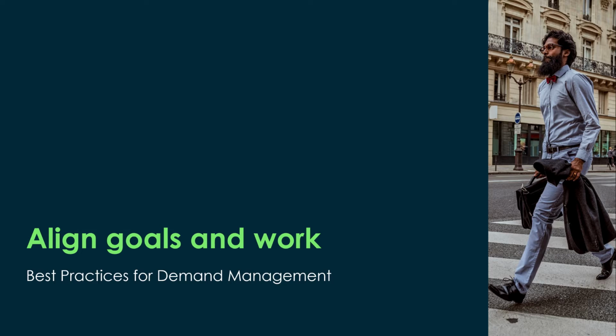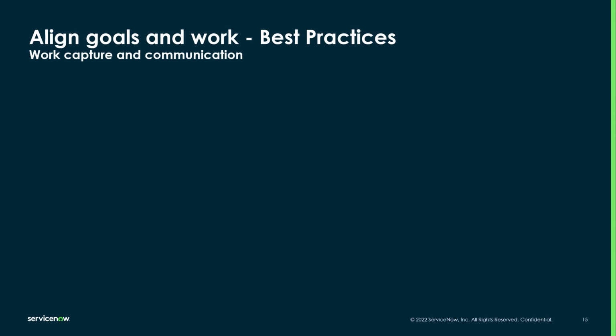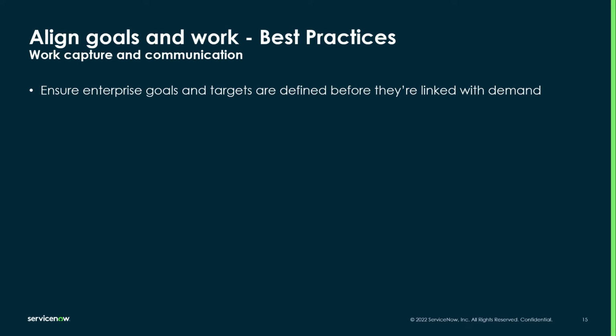So now let's jump in and look at how we can align our goals to the work that needs to be done. What are some best practices on how we can align our goals to the work? Well, first, you really want to make sure that your enterprise goals and targets are defined before they're linked with the demand. If you have no set goals or targets, you're not going to get an idea of a direction, let alone demands that need to be accomplished.